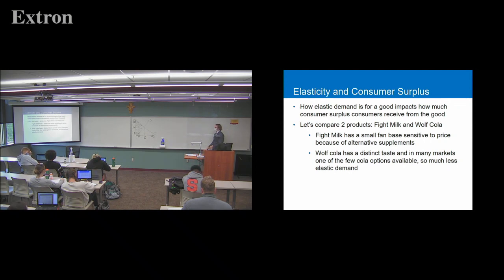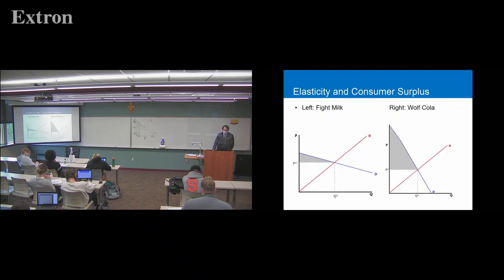On the other hand, Wolf Cola has, let's say, a distinctive taste, and they're in many markets. They're one of the few cola options available. So there's a much less elastic demand. Consumers are a lot less sensitive to price for Wolf Cola than they are for Fight Milk. So on the left here we have Fight Milk, very elastic demand. So a small change in price is going to lead to a much larger change in the quantity demanded. What we end up with here is a much smaller area for consumer surplus.